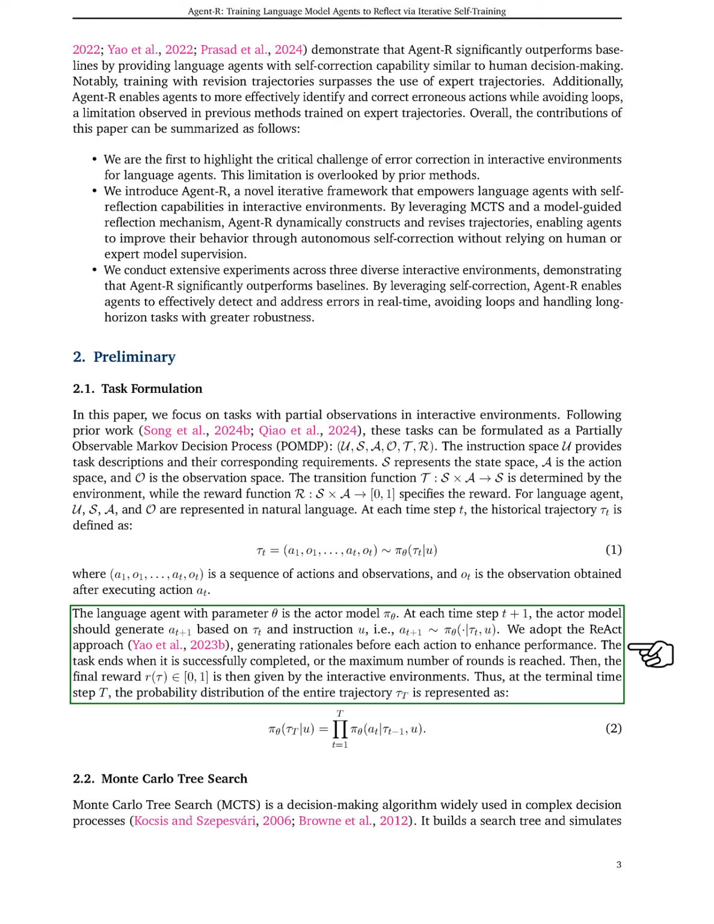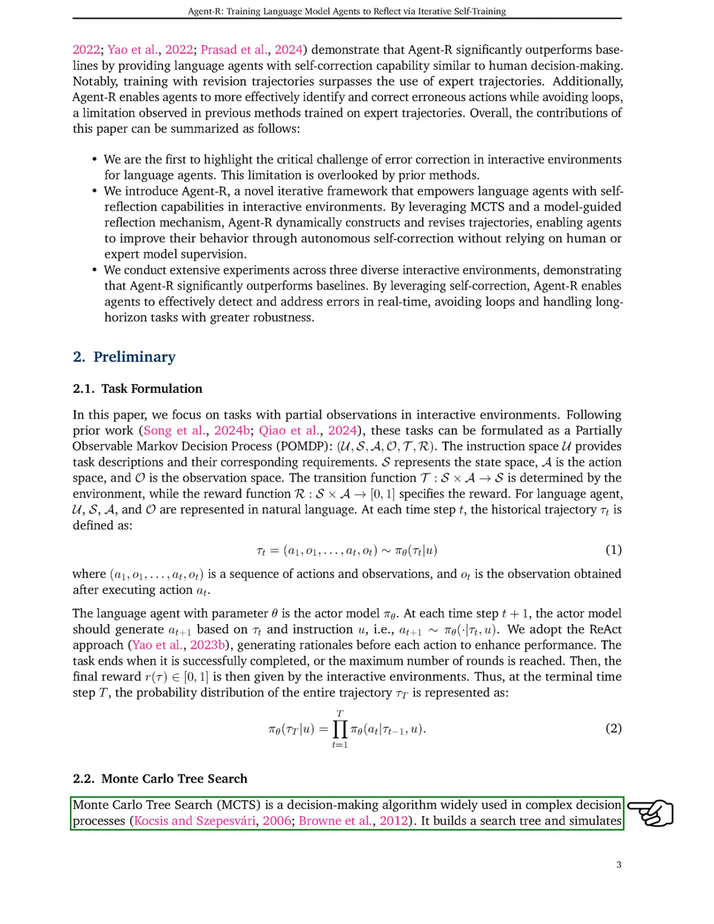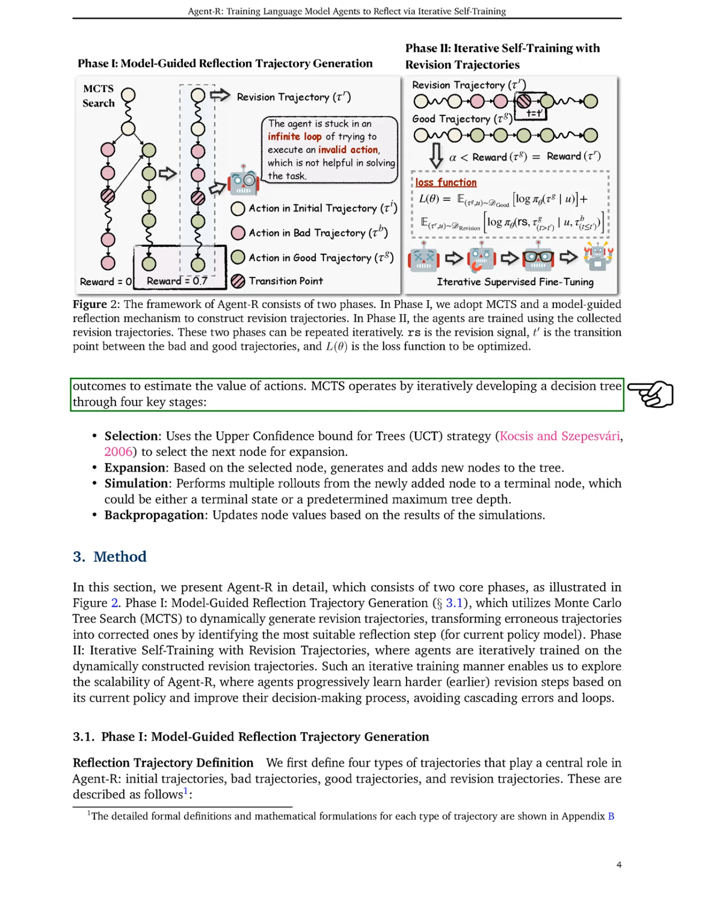Section: Monte Carlo tree search. In this section, we discuss Monte Carlo tree search, MCTS, a decision-making algorithm that helps us navigate complex choices. MCTS builds a search tree and simulates outcomes to evaluate different actions. It works through 4 main stages.